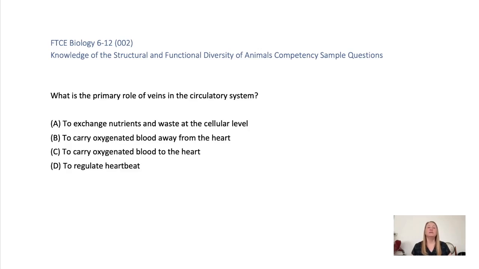Let's look at the answers that are not correct. A. This is the job of the capillaries, not veins. B. Arteries carry blood away from the heart, not veins. And D. The heartbeat is controlled by electrical signals, not veins. The correct answer is C. Veins are responsible for carrying deoxygenated blood from various parts of the body back to the heart.